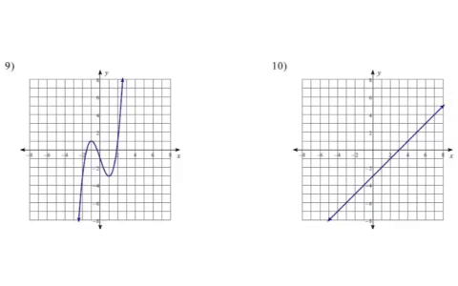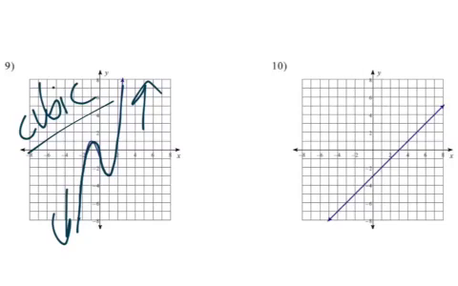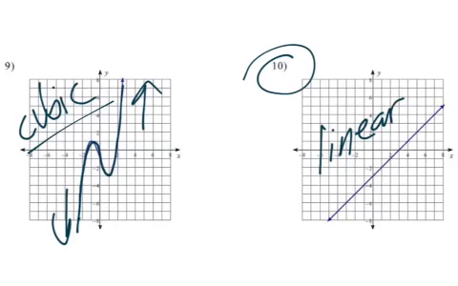Alright, 9 and 10. So 9, now this one, when we rise up like this, start going down, end up going up, this is a classic cubic style graph. And 10 should be the simplest of all. It's a line, therefore it is linear. No extra craziness going on there.